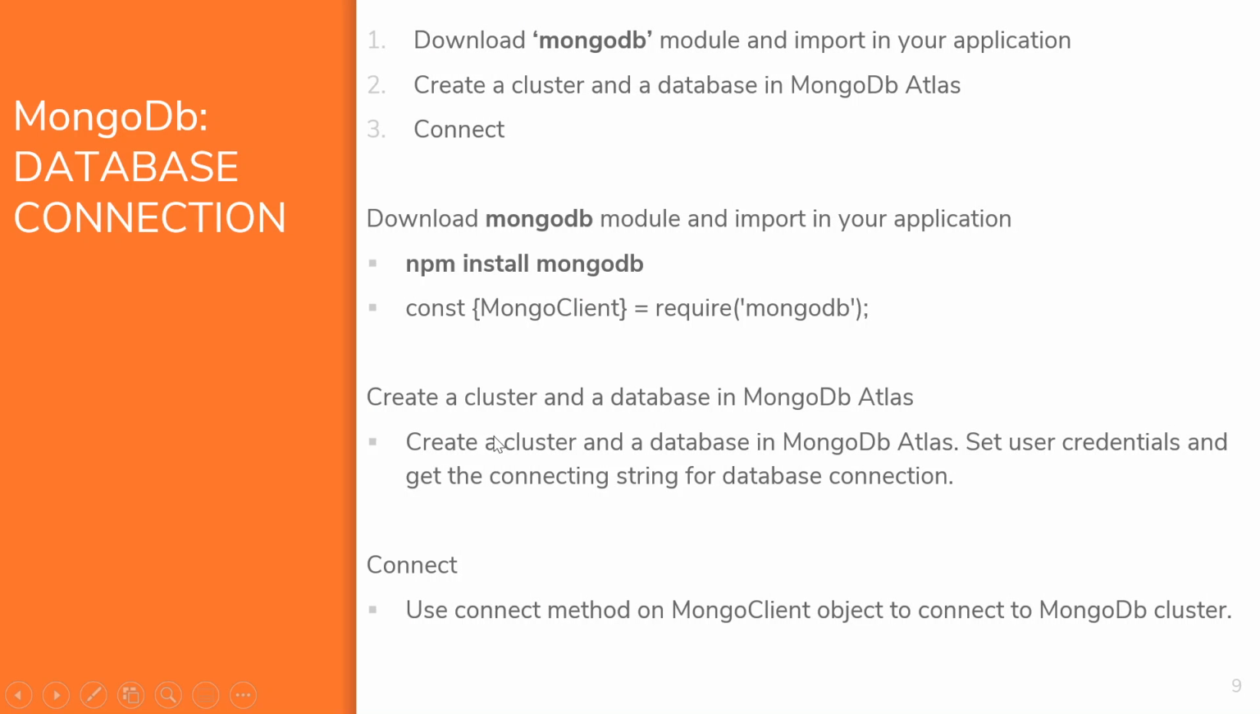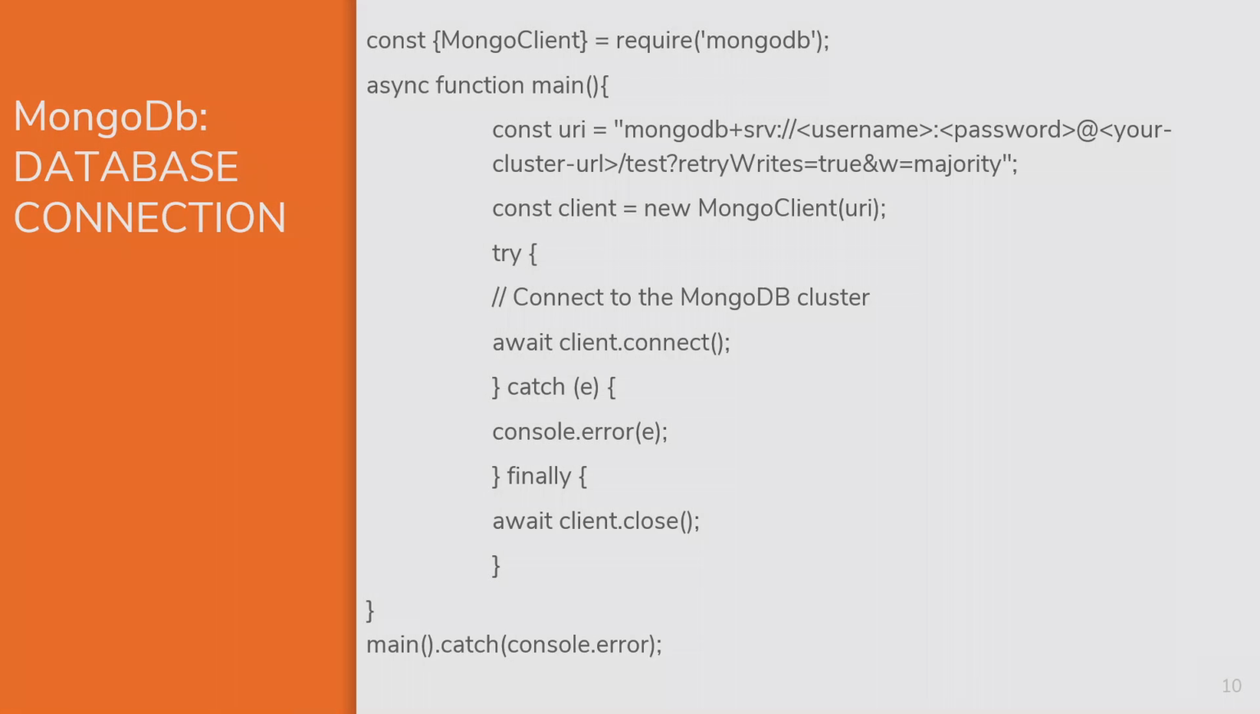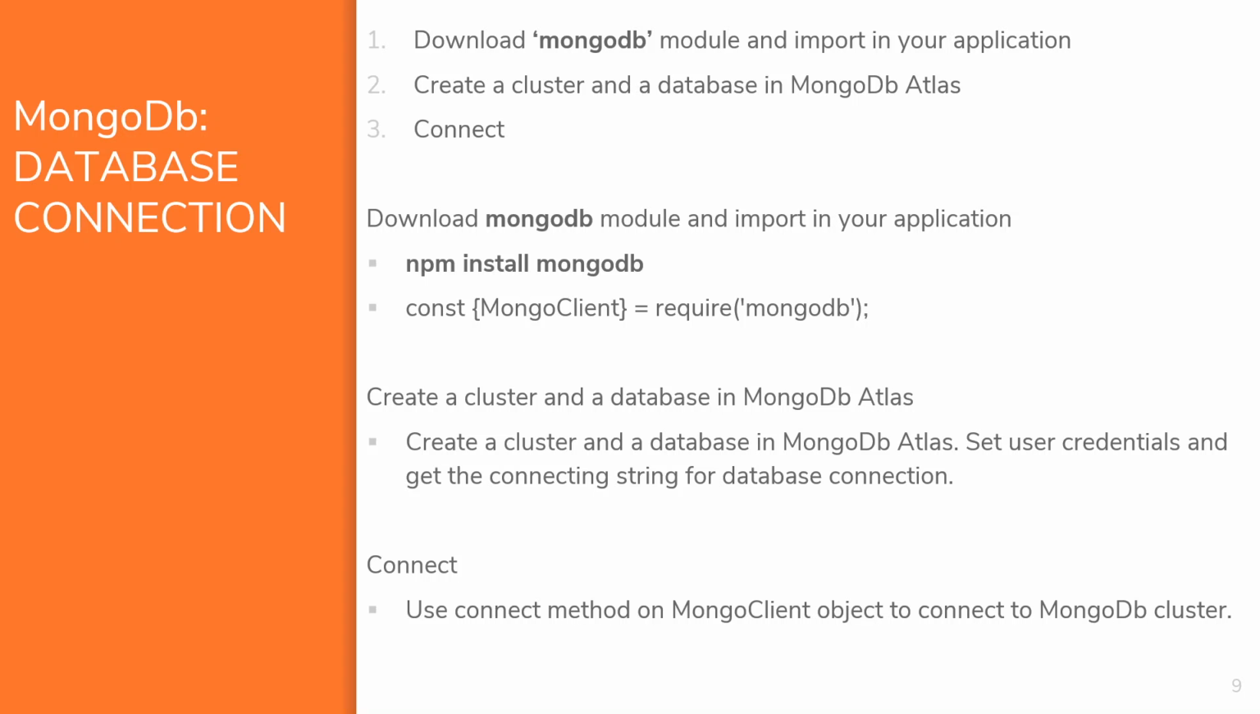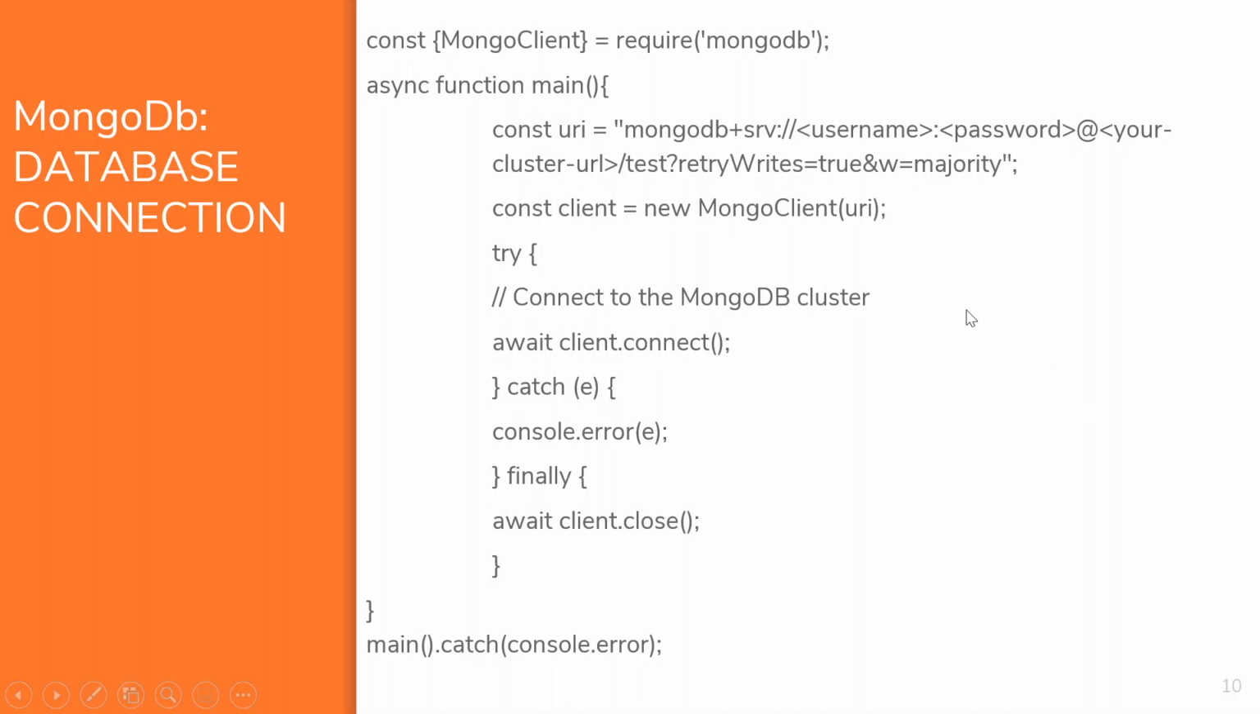So that's about creating a cluster, creating a database, and setting up in MongoDB Atlas. Once you have done all those things, then you can connect your Mongo client to your MongoDB cluster and database. So these are the three steps that are needed for database connection. Now I will show the code that is needed.